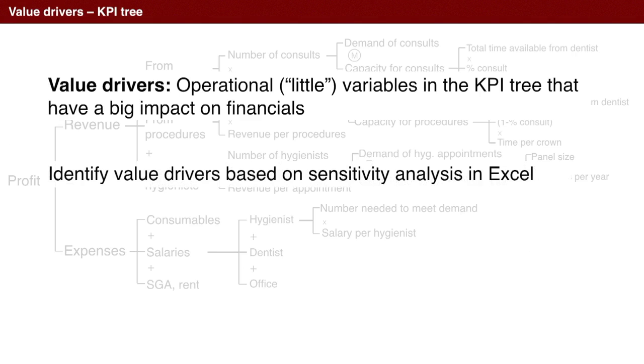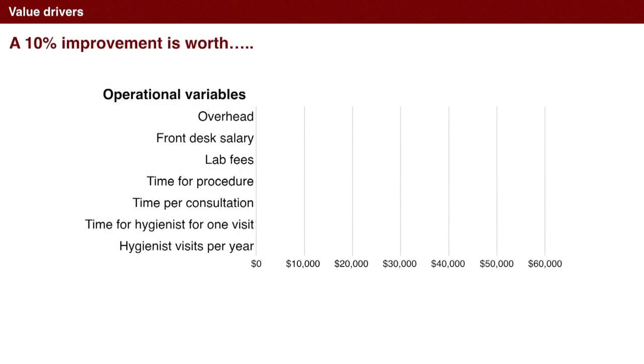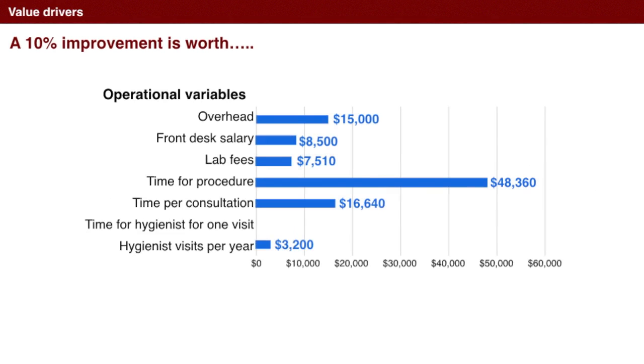Let's take a look here at our Excel model again and play around a bit. What is the value of a 10 percentage point improvement in hygienist visits? In the time it takes a dentist to do a consultation? In lab fees for crowns? In salaries for hygienists or the front desk? As you can see, the value of these improvements is much, much smaller, even though some of the expense categories, like overhead and benefits, are rather big, rather substantial. So knowing which operational variables are worth going after and which ones matter less is a really important skill I want you to develop.